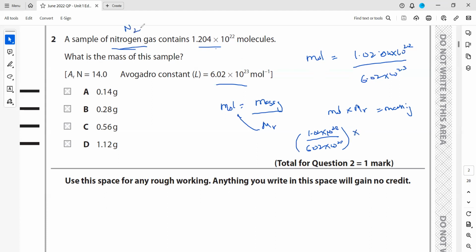So nitrogen gas is N2. If it was a nitrogen atom, we'd take that as N. But nitrogen gas is N2. Each nitrogen is 14, so 2 nitrogen will be 28. So the molar mass, or the molecular mass, will be 28. When we simplify, we get 0.56, so C will be the right answer.